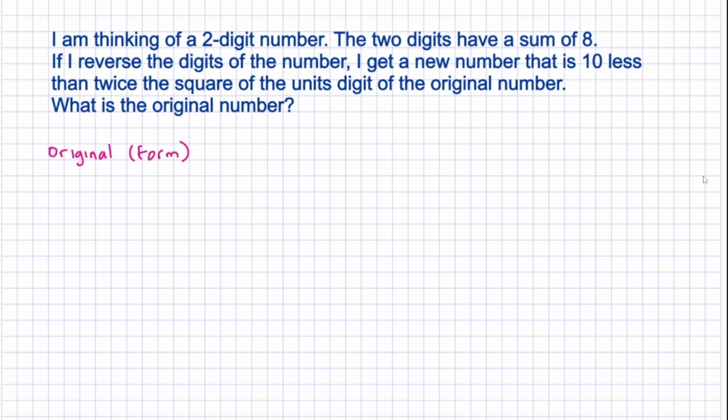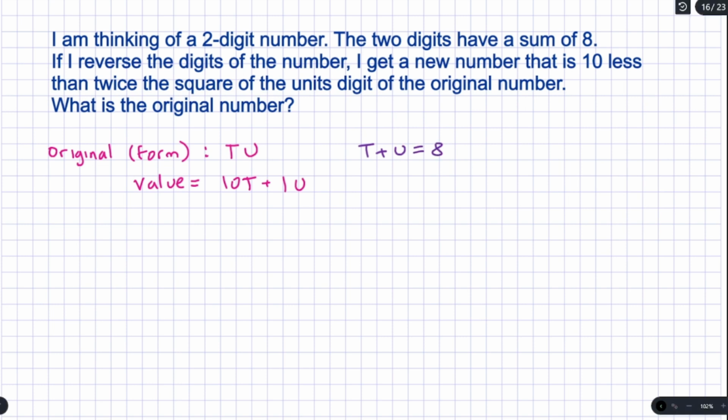Its form looks like TU. Now that's not T times U, it's a T next to a U. But the actual value of that number is 10 times whatever's in the tens place plus 1 times whatever's in the units place. That is how we represent the value of the original number that is being discussed. It then says that the two digits have a sum of 8. The two digits are T and U, so that tells us that T plus U equals 8.